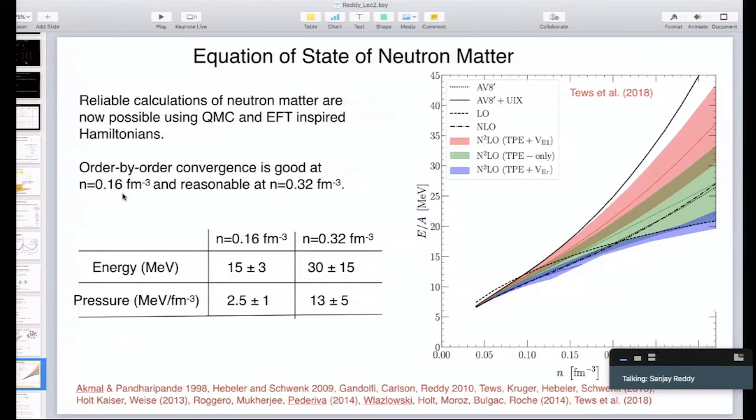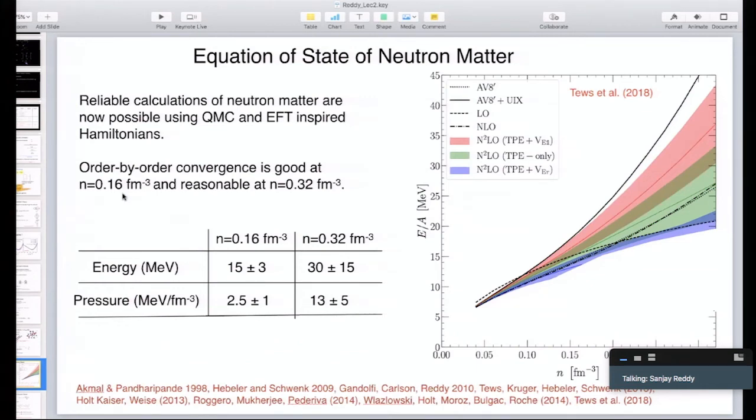That type of convergence is very good at 0.16 fm^-3, and up to about twice 0.16 fm^-3 this seems reasonable. So if we were to ask ourselves how high in density we can calculate the equation of state of hadronic matter, the answer appears to be about twice nuclear density. Up to about twice nuclear density, we can calculate it using different many-body approaches. They all seem to give the same answer, and the answers are shown on this plot here.